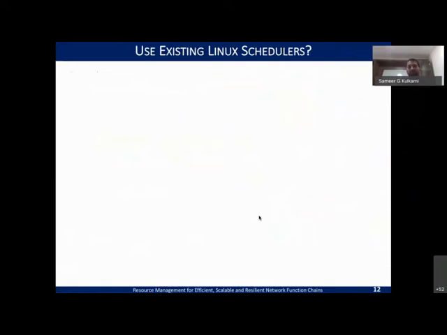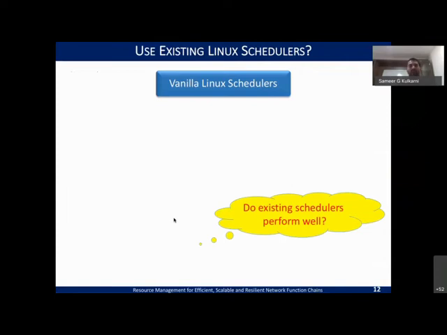So we started with a question to see whether we should be using the existing Linux schedulers. Because most often when you deploy Linux servers, you use whatever scheduler comes with Linux, that's the vanilla Linux scheduler. And with these schedulers, we want to see first how they are performing, or whether there are any issues or concerns, because they have been scheduling different processes and different tasks for years and ages, right?